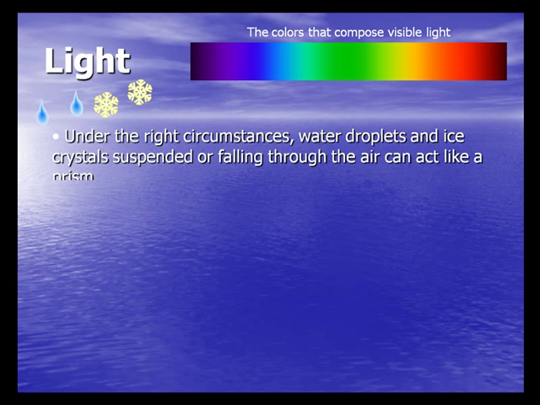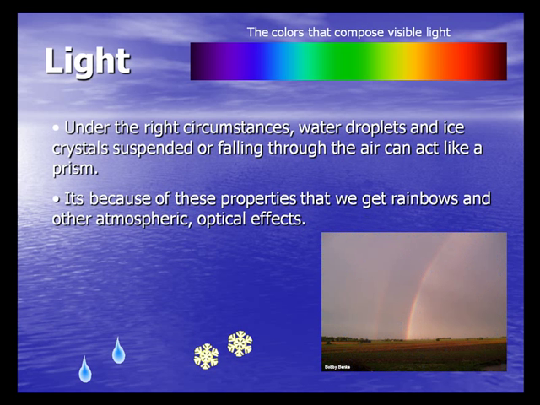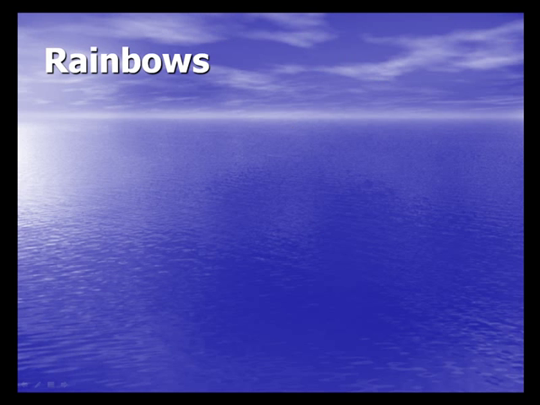In the atmosphere, under certain conditions, water drops and ice crystals can act as a prism, allowing us to see the various colors that make up visible light. It's because of these properties that we get rainbows and other atmospheric optical effects. Let's look first at rainbows. It's safe to say that all of us have seen a rainbow.